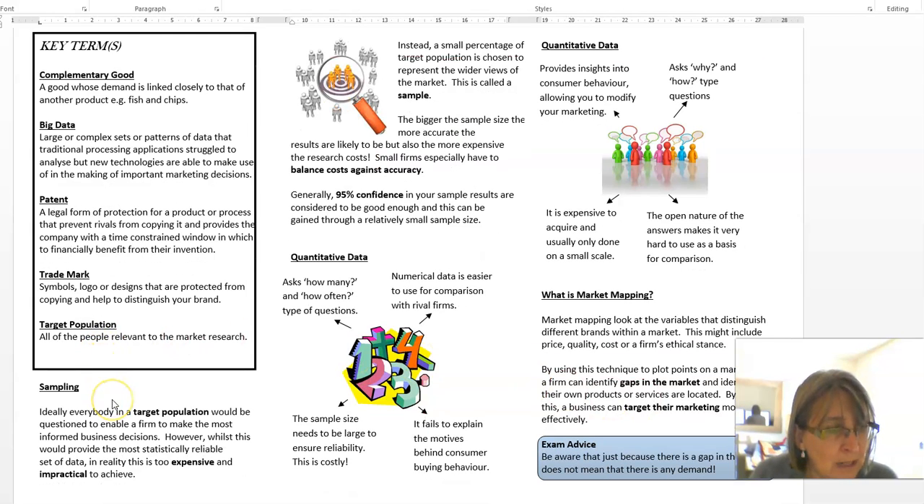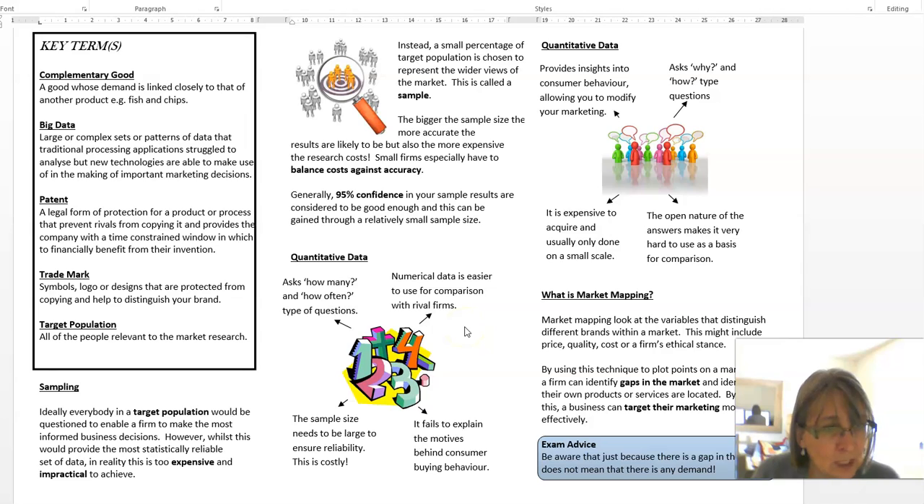Obviously, we can't ask every single person in the country. So what we have to do is sample, and decide what's a practical sample size. People who we can ask, to make the data as reliable as possible, but as timely and within the price that we can afford as possible.